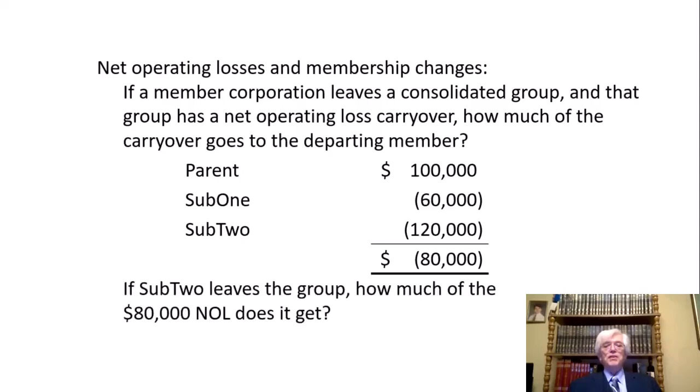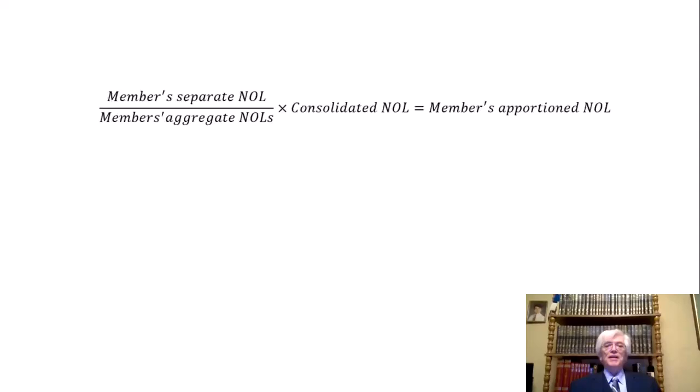Then sub 2 leaves the group. Parent sells all of its sub 2 stock to an entrepreneur of some sort. So now sub 2 is no longer a subsidiary. How much, if any, of that NOL does sub 2 take with it, and how much remains with the consolidated group? Well, they gave us a formula in the book.